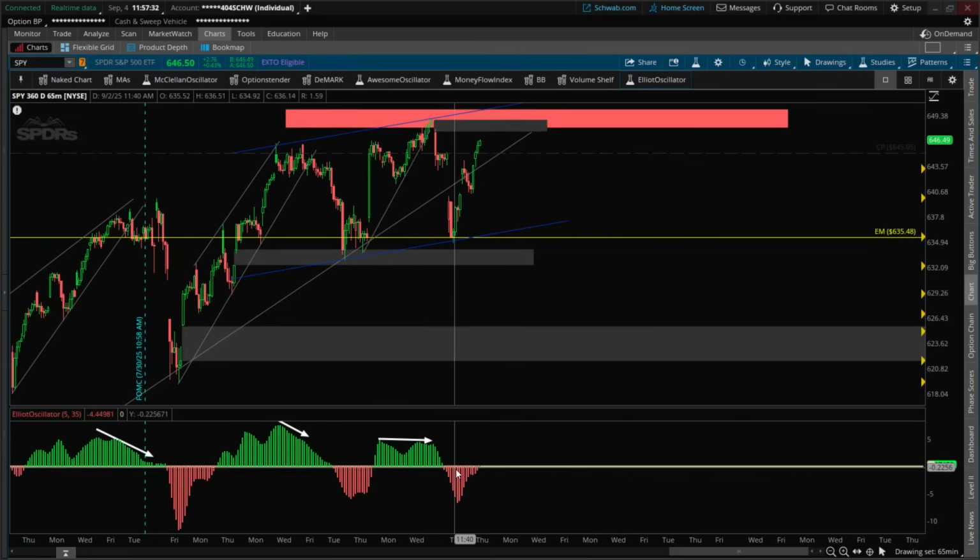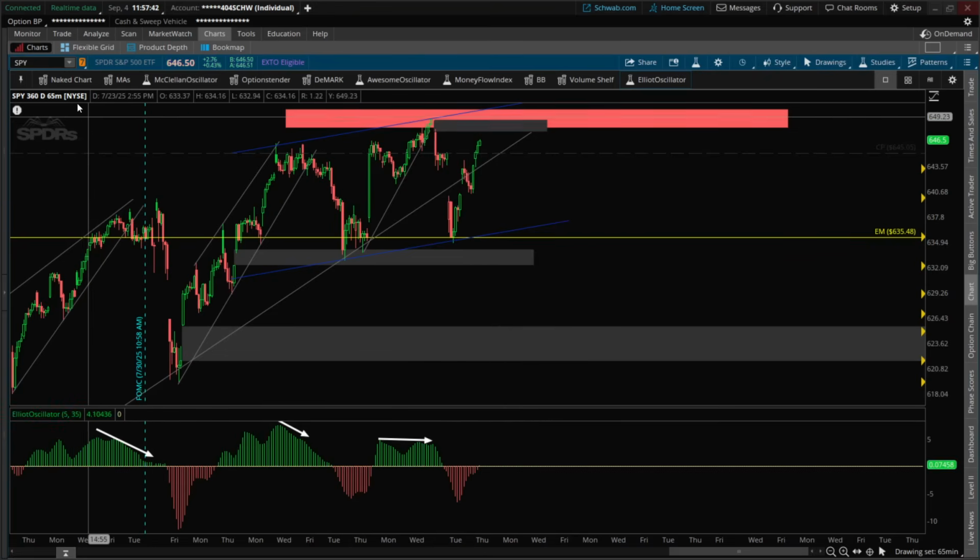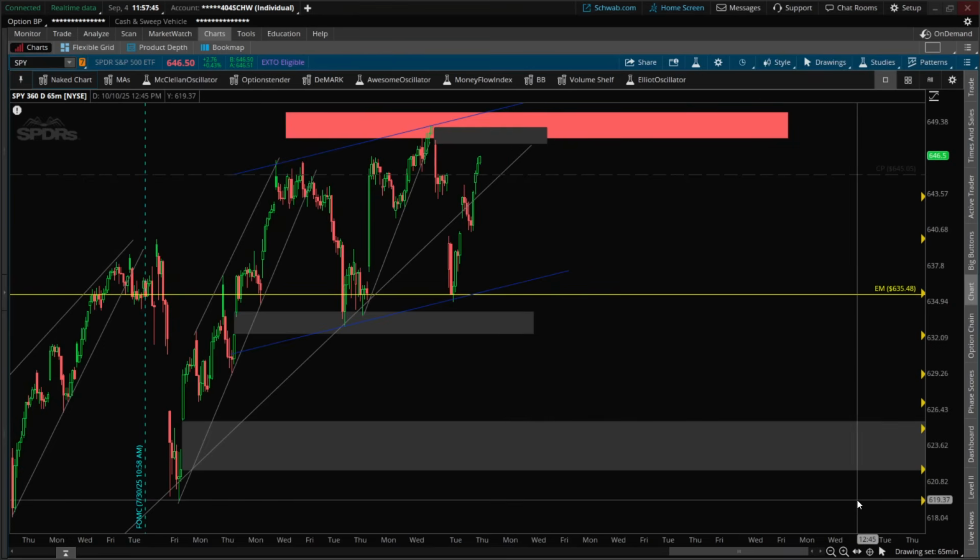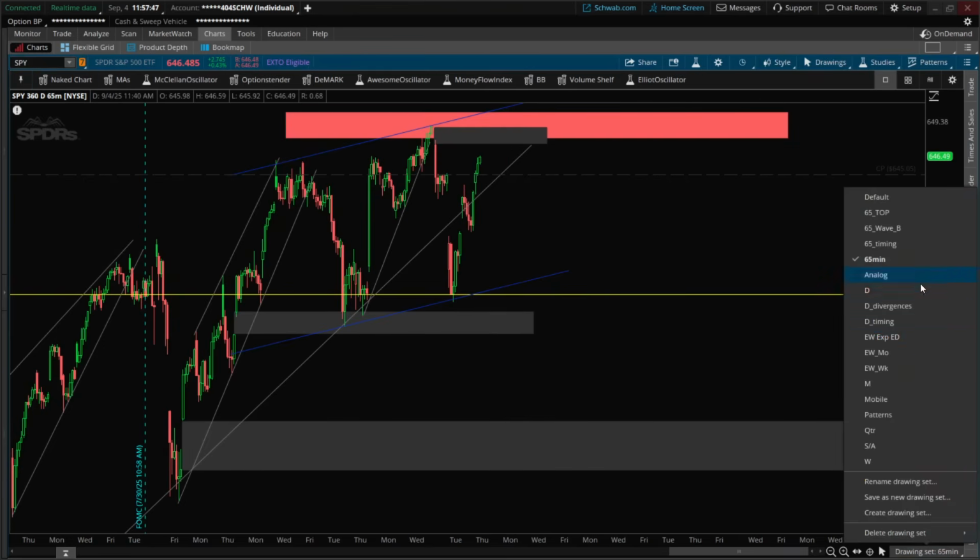And Elliott Oscillator is just now giving us a green bar here, but back to neutral. And we're right at resistance right now as we speak. So we'll see what happens. Let the market tell you. If we do go higher, you'll likely see.